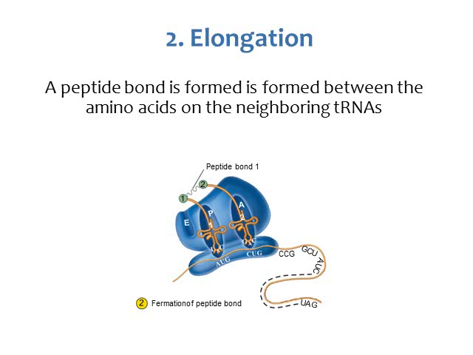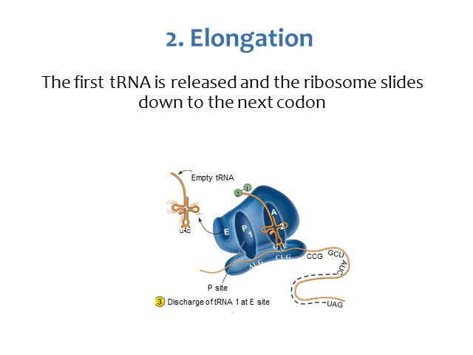What happens is these two amino acids that we have next to each other, a peptide bond is going to form between the two amino acids. So they're going to bond to each other. So that's the next step of the elongation process. Then your very first tRNA is going to be released, and your ribosome is going to slide down to the next codon.